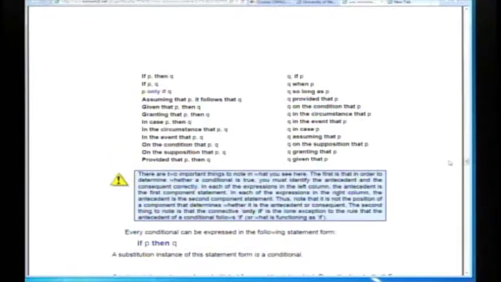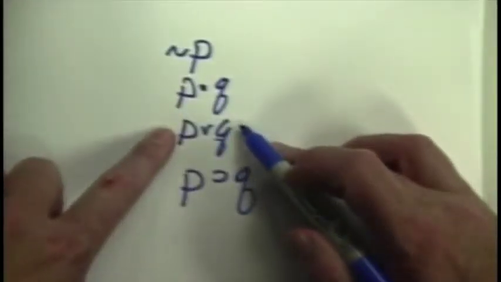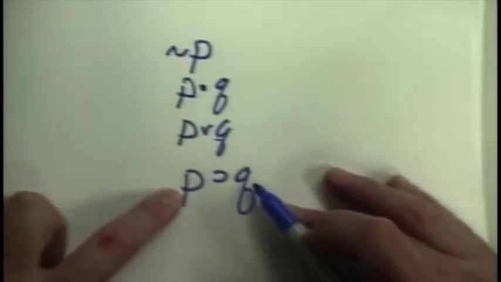So here's what matters. The parts of a conjunction, which you see here, are called conjuncts. Any two statements can be conjoined with "and." The parts of a disjunction are called disjuncts. Any two statements can be conjoined with "or." The parts of a conditional are not called "conditional-uncs." They're called the antecedent and the consequent.